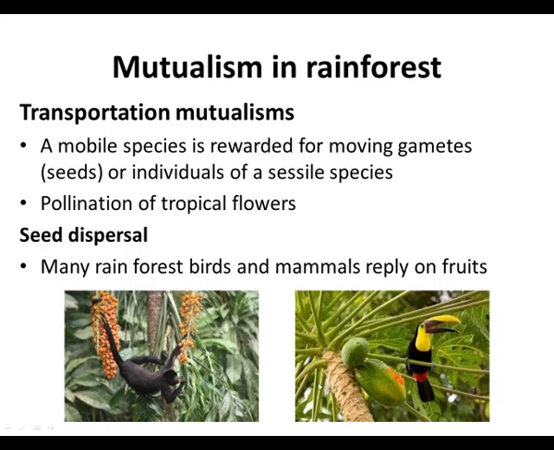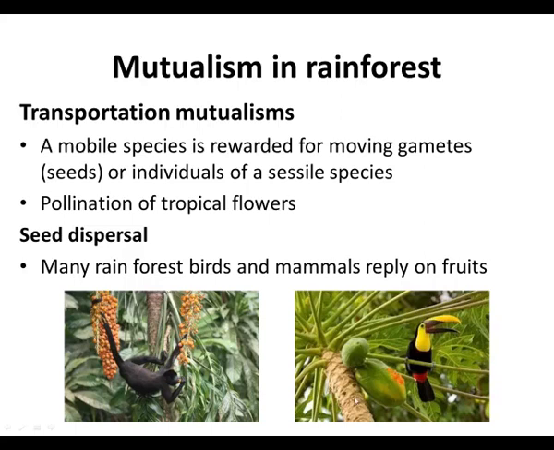Essentially, plants are making flowers and fruits for these animals. So the animals can actually help plants by moving these. Seed dispersal is a classical example of transportation mutualism. In this case, you can see this spider monkey feeding on some palm nuts, and then they can disperse the seeds when they defecate.